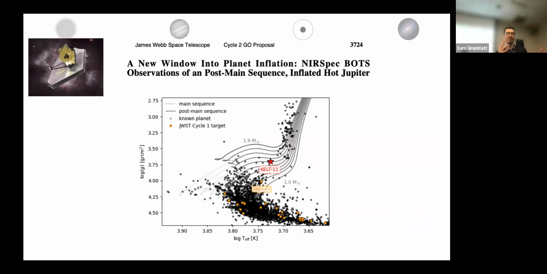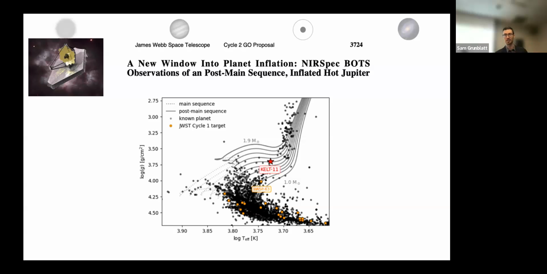And so while we're talking about what we can observe with the space-based instruments, I just wanted to shift gears to another post-main sequence system where we can hope to investigate reinflation, and that's KELT-11. Basically, this system is again a really puffy gas giant planet. I don't have it here, but you can see where it lies on this plot. This is an actual hot Jupiter, but it has a mass of less than 100 Earth masses.